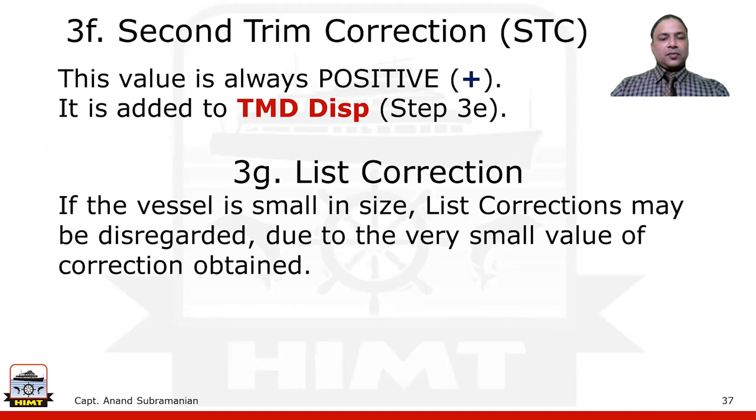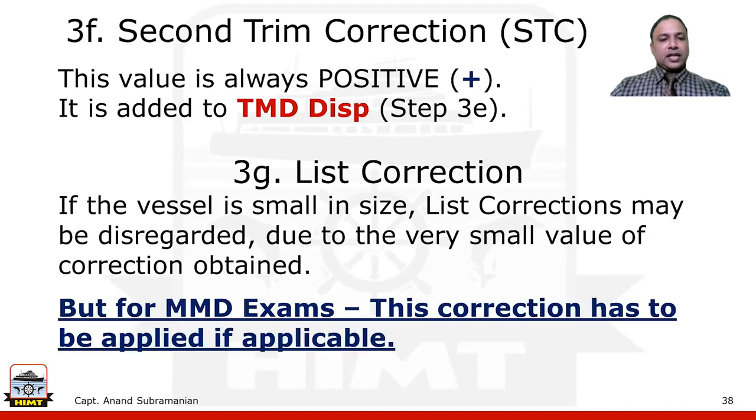Once we do that, we come to the next correction, which is called the list correction. As you all know, the list also changes the waterplane area of the ship, and there is a small correction to be applied to take this change into account. In general, for small ships, this is disregarded because the value of the list correction obtained is very, very small. However, for examination purposes, we have to take it into account, because this is also a step for the final answer. So for the MMD examinations, for DGS examinations, this correction has to be applied if it is given in the numerical.